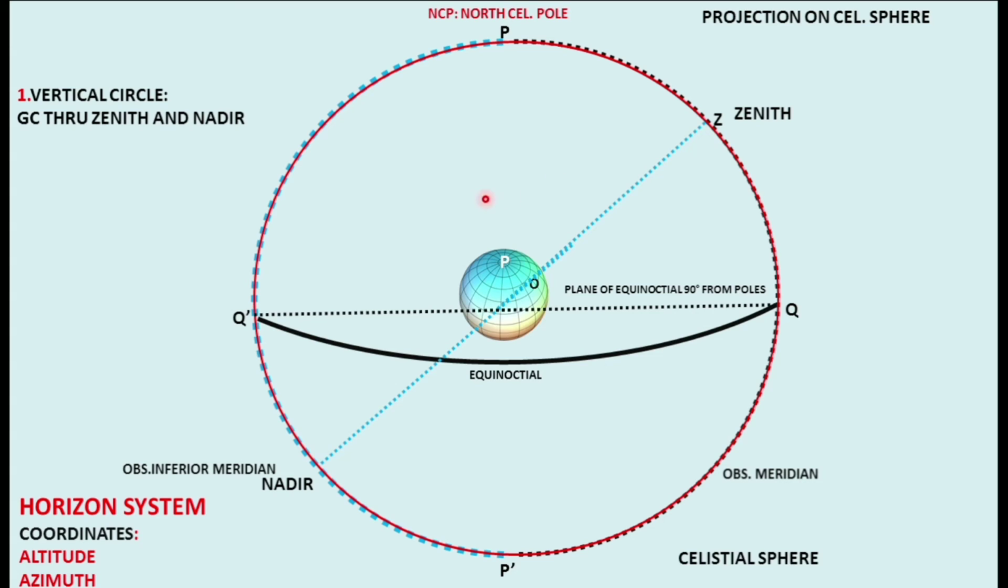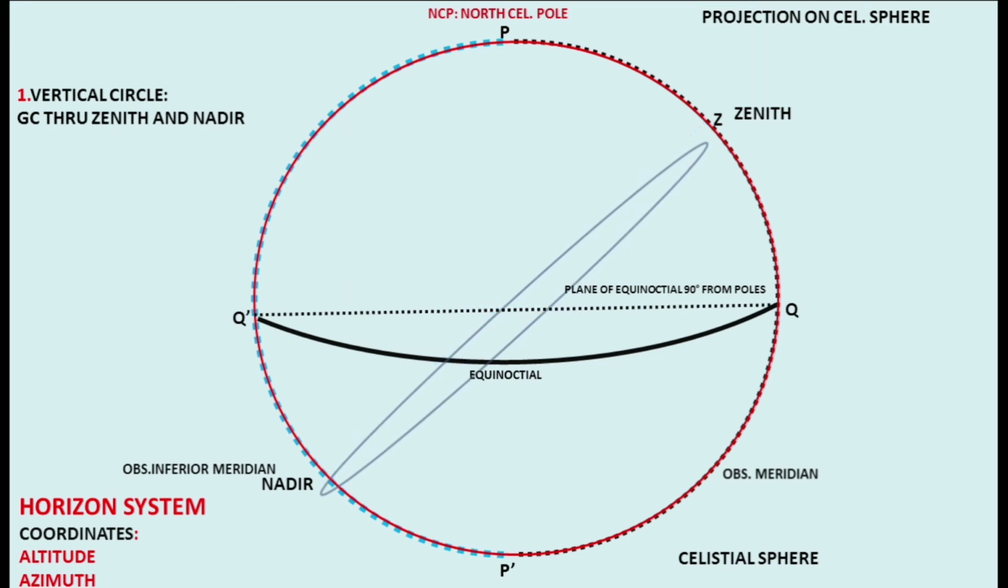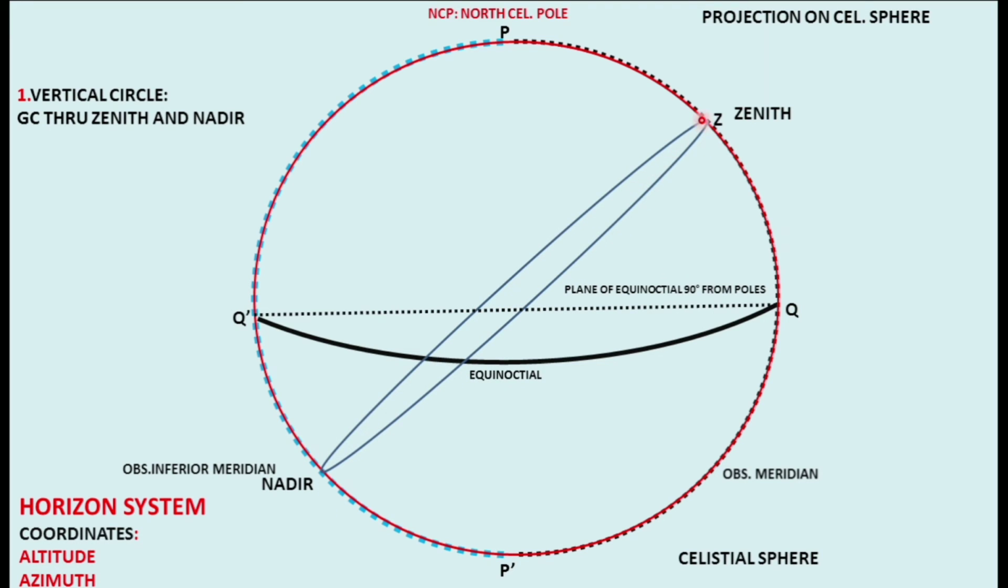In the horizon system, we talk about vertical circles. Vertical circles are great circles drawn from zenith to nadir. They join zenith and nadir, and as we know, we can draw any number of great circles as long as the points are on the extreme ends of the diameter. So we can draw as many great circles as possible from zenith and nadir: vertical circles. Now this is a vertical circle.